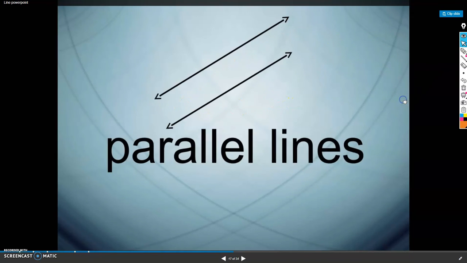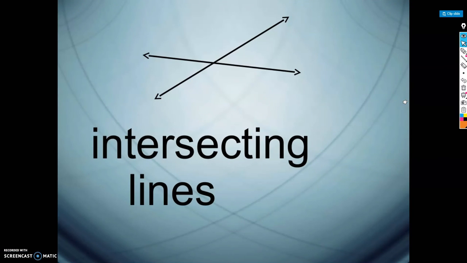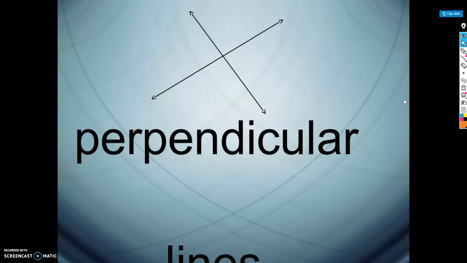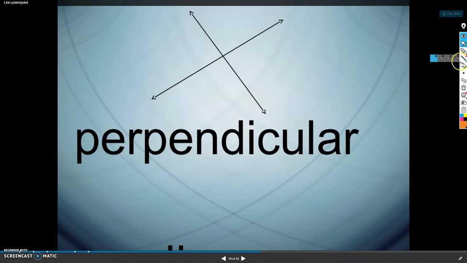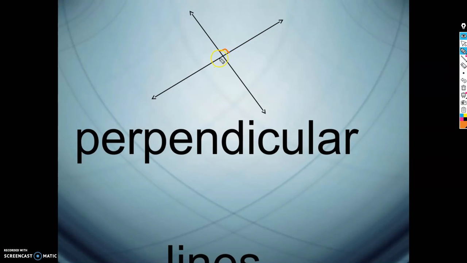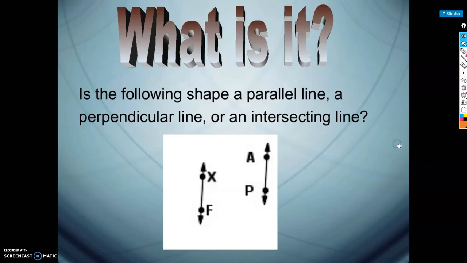All right, very good. Parallel lines, intersecting lines, which we talked about on one of the previous days, and then the perpendicular lines, which are lines that cross and have 90-degree right angles all throughout. You could actually put a perfect square there. That is not a perfect square, but you could put a perfect square in there. Okay, perpendicular lines.